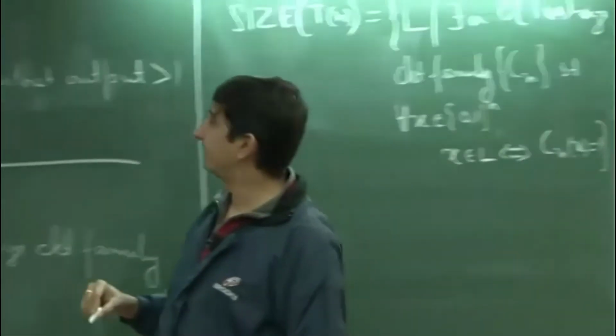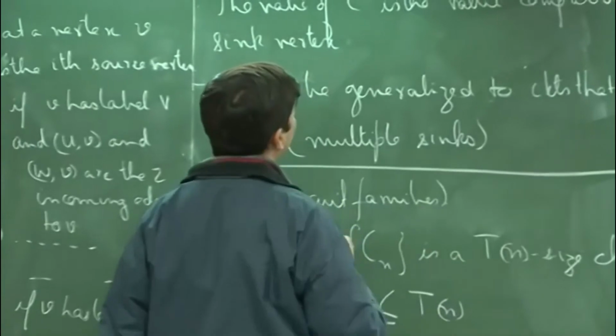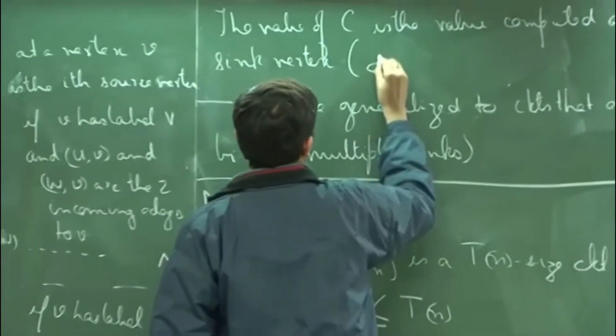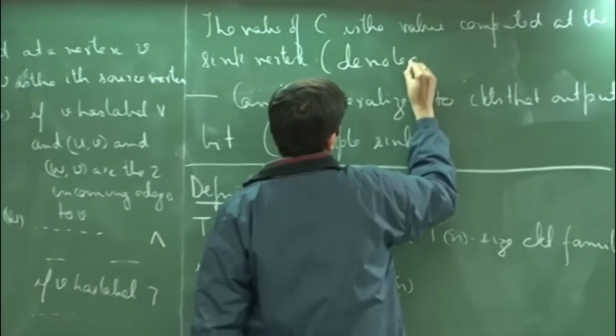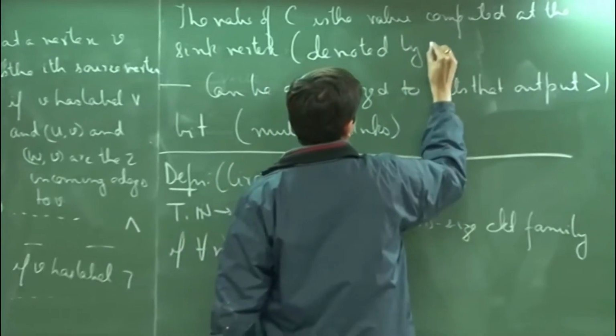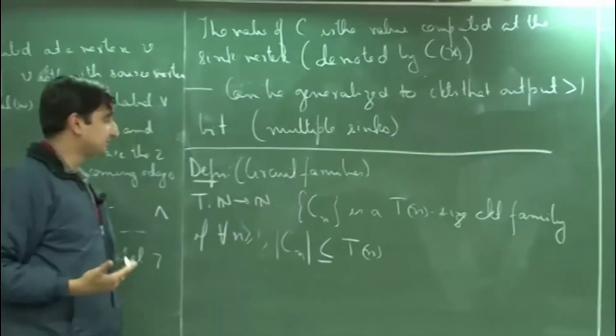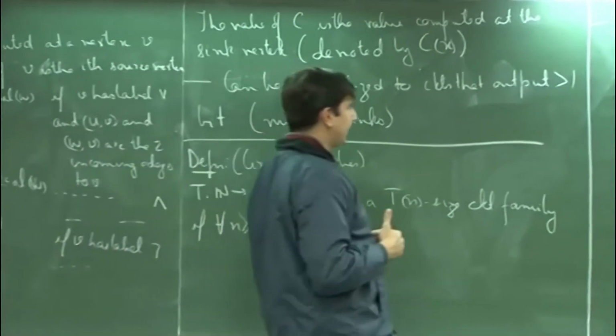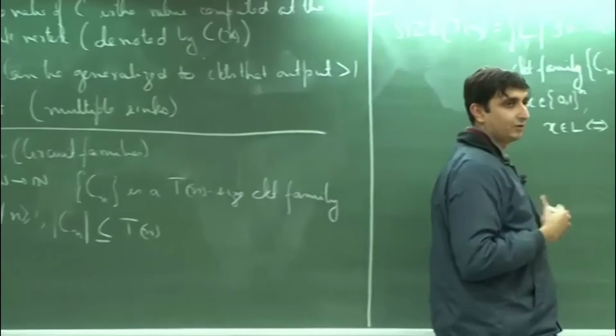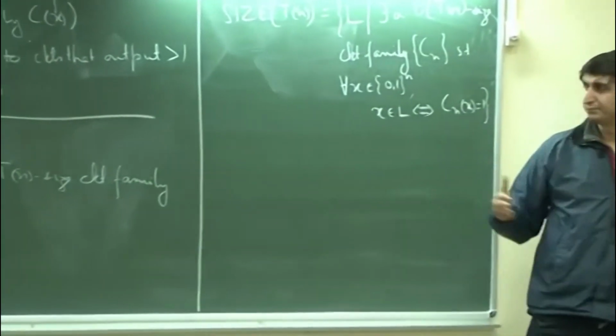Okay, so I will just write it here. This is denoted by C of x. So, when I say C of x, it is basically the value computed by that circuit on that input. Okay.